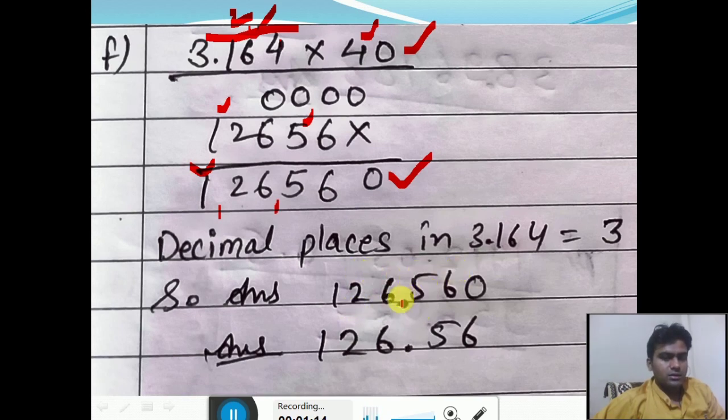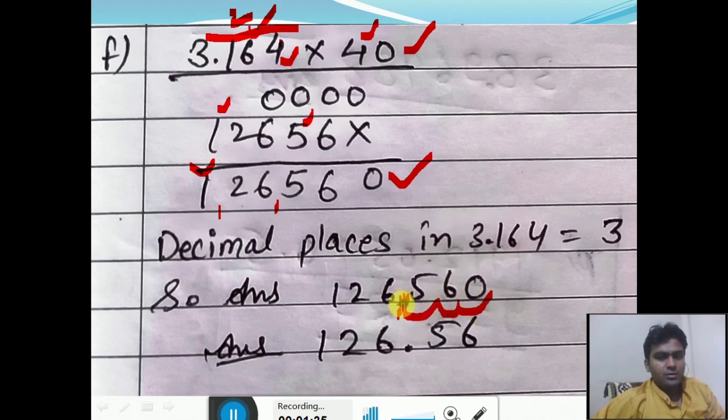12560. There is no point here. Let's suppose 126,560. So where is the decimal place in this? After how many places? After 1, 2, 3 places. So from the right we will count the decimal place from here. 1 place, 2 place and 3 place.